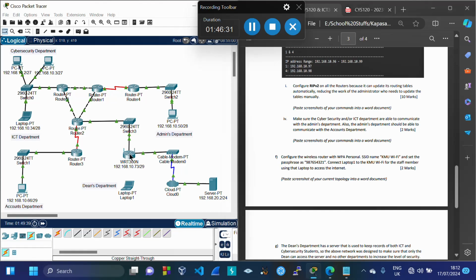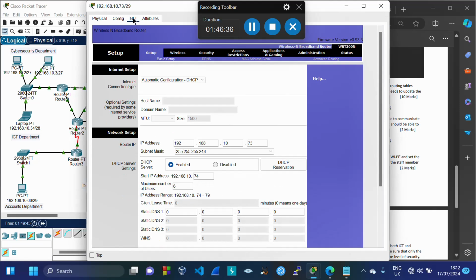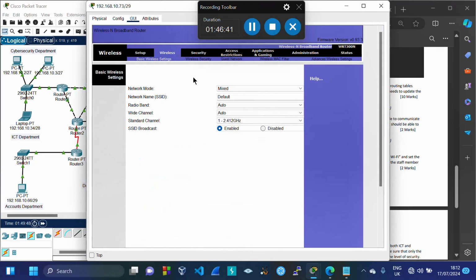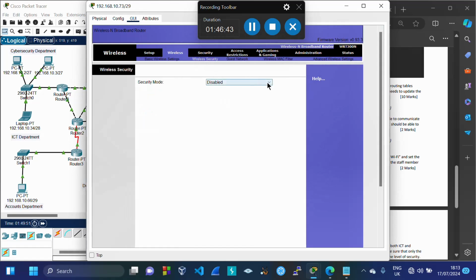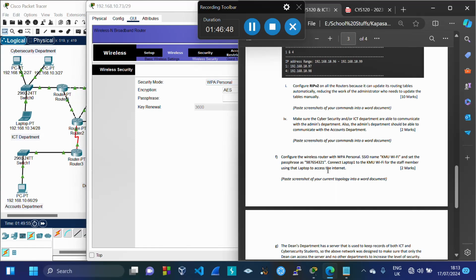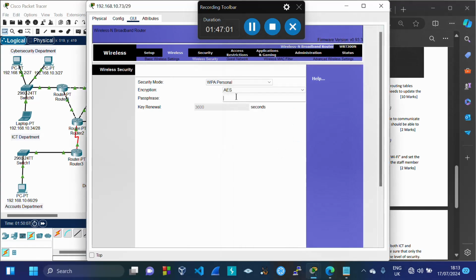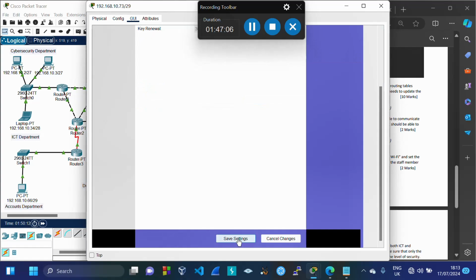So I'll click on this wireless router, then under the graphical user interface, I'll go where it says wireless, then where it says wireless security, then select WPA personal as the question says. Then we are saying the SSID name was KMU Wi-Fi and set the passphrase as reverse from 9 to 1. So the passphrase in reverse is 987654321. Then we save.